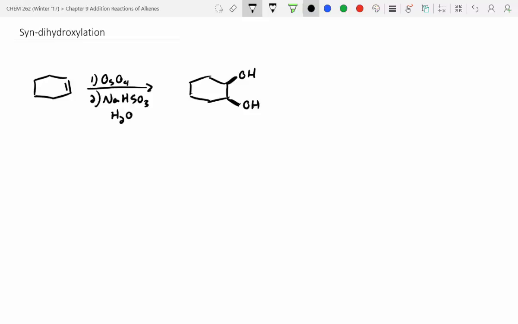I've honestly never done this reaction. The main reason being that osmium tetroxide will make you go blind if you get it in your eyes. It is super nasty stuff to work with. Does anybody know why it causes you to go blind? Retinol? So yeah, you're right.